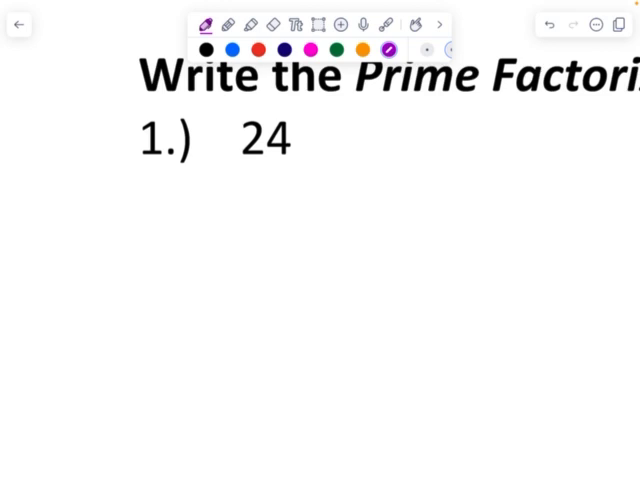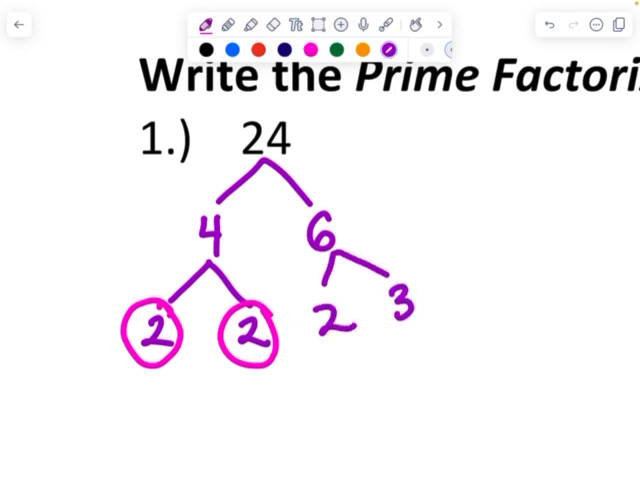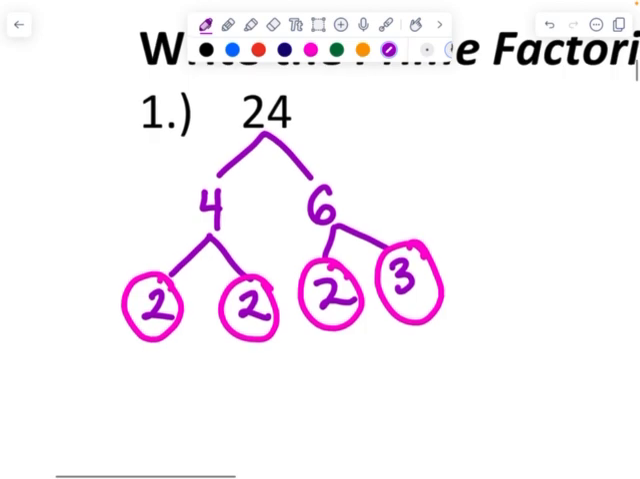Let's think of any two factors we can split 24 into. Any two numbers. So as long as it's not 1 times 24, we can go, let's say 4 times 6. Those are both composite numbers because I can break 4 into 2 times 2. Well, these are indeed prime numbers, so I'm going to circle them. I can break 6 into 2 times 3. These are also prime numbers. So do you see at the very bottom of my tree, I only have prime numbers.